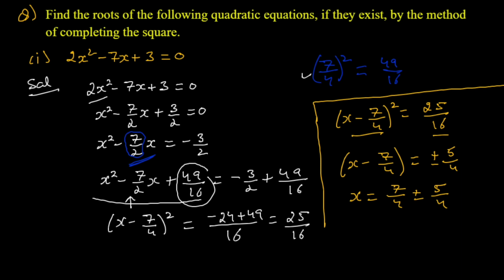So solving 7/4 + 5/4 first, which is actually an easy thing because the LCM will be 4 only. So 7/4 + 5/4, it will be 7 + 5, which is 12, so 12/4, you cancel it, this becomes 3. So one of the solutions is 3, and the other one is 7/4 − 5/4. Again the LCM is 4 only, 7 − 5 is 2, so 2/4, you cancel it, that becomes 1/2.